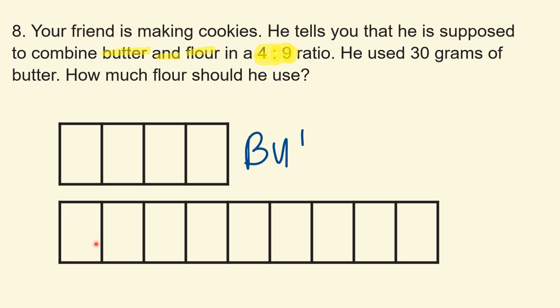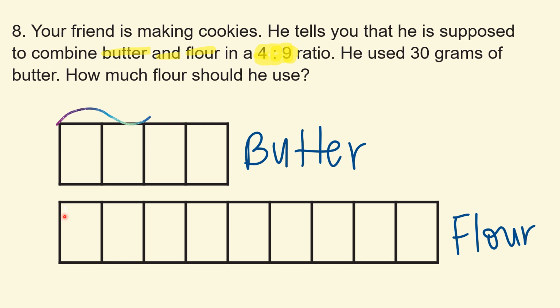All right, so we've got butter and flour. All right, second sentence. He used 30 grams of butter. All right, so it says that these 4 little boxes combined to 30 grams of butter. All right, so those 4 boxes totaled up to 30 grams of butter.